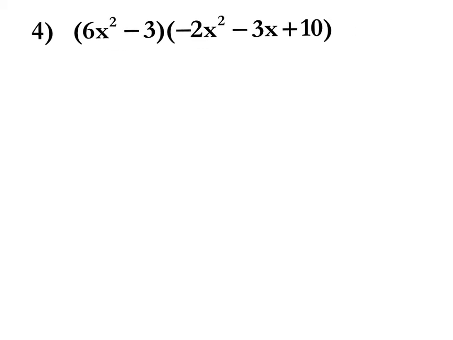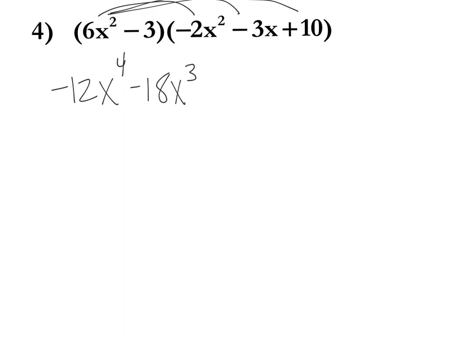Last example, and then what we're going to do is go back and we're just going to name all 4 of these examples. So I'm going to take my 6x squared and distribute it to everything in that trinomial. The second set of parentheses has 3 terms in it, therefore it's called a trinomial. So I'm going to do 6x squared and negative 2x squared. That makes negative 12x to the fourth. And then minus 18x to the third plus 60x squared.